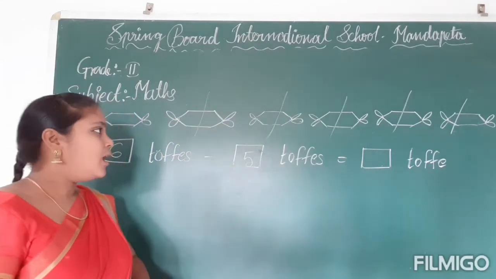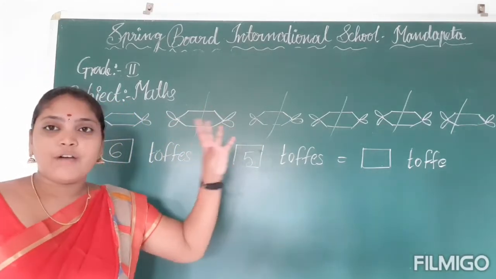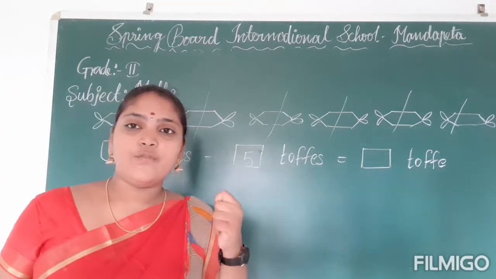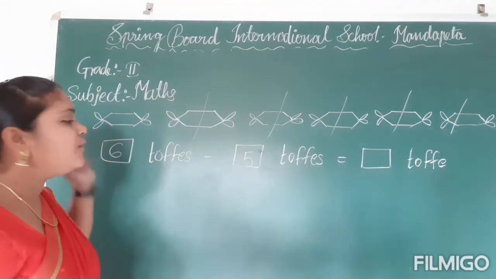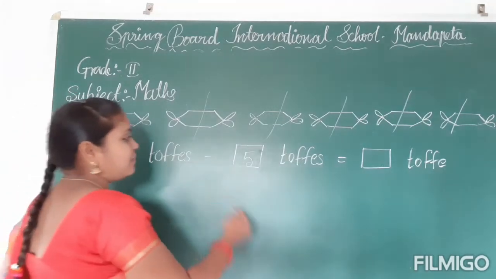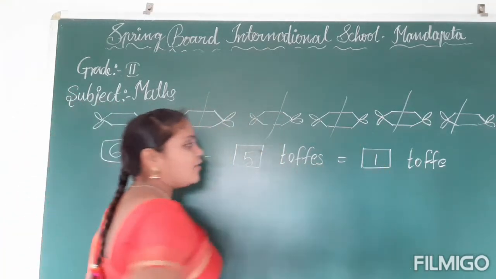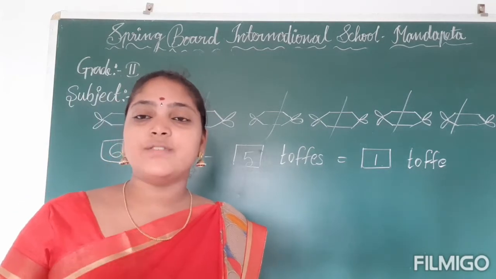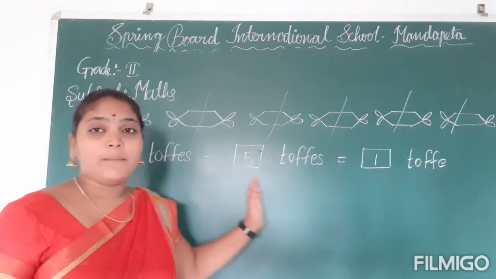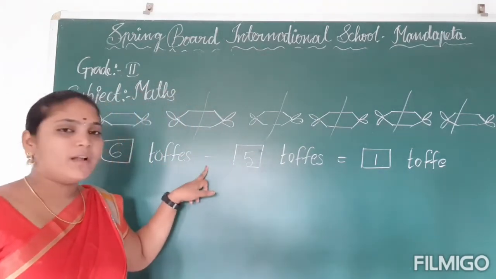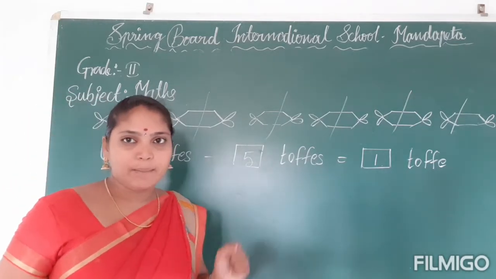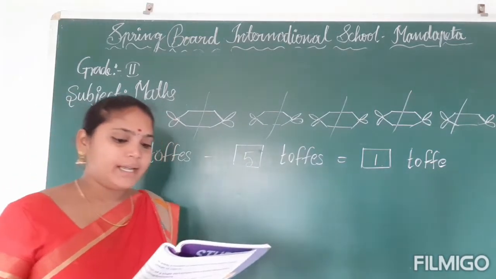Now here I strike out 5 toffees. Now you have to count how many toffees are left. Here only 1 toffee is left. That means 6 toffees minus 5 toffees is equal to 1. 6 minus 5 is 1. So this is subtraction. What is the symbol for subtraction, children? Minus. Minus is the symbol for subtraction.